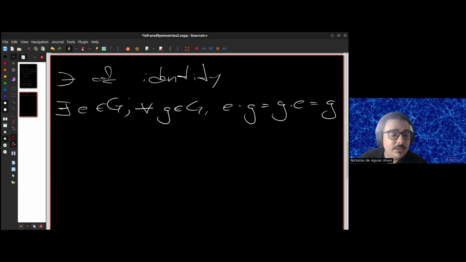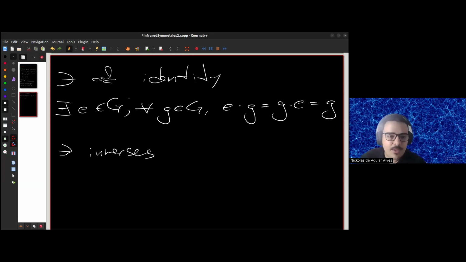And finally, the last axiom is the existence of inverses. And the basic idea for this from a physical point of view is that if you do a transformation and it is a symmetry, you can reverse that transformation. It should also be a symmetry. Because if a system looks the same before and after the transformation, then it also looks the same after and before the transformation.